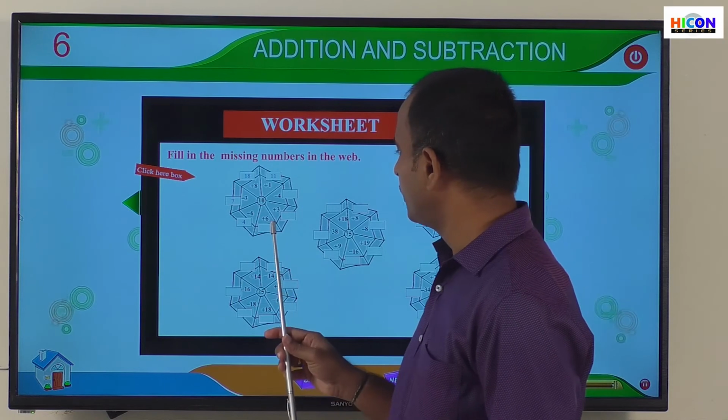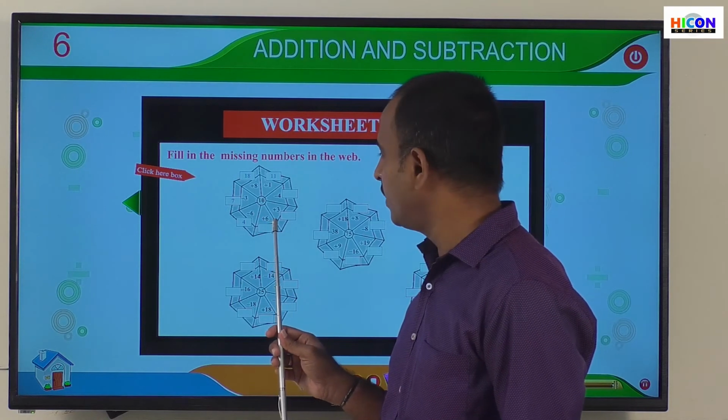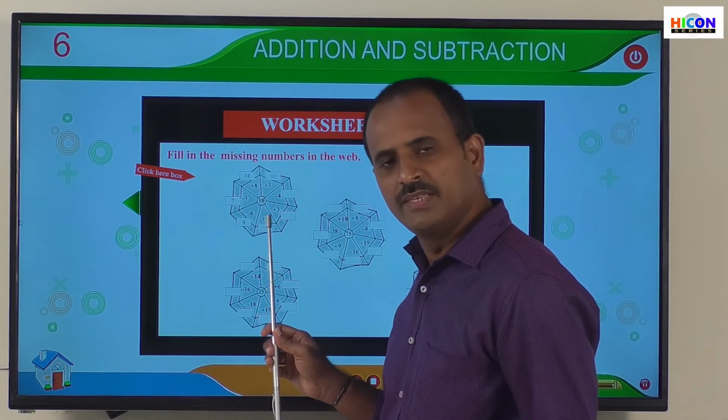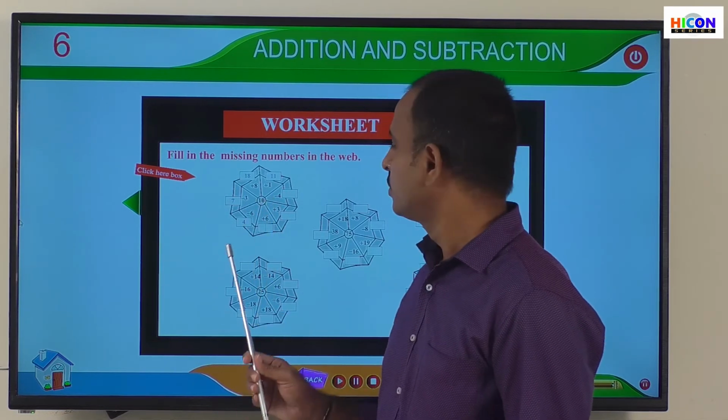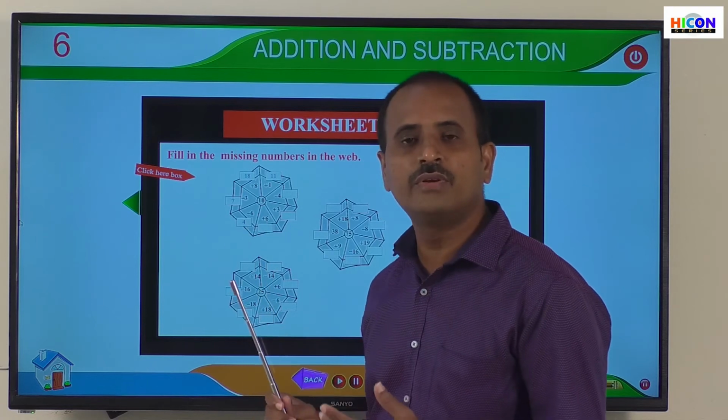And next, go to the next number. So next number is 6. And what is the symbol here? Plus. Plus means addition. You have to add 6 to 10. How can you add? So open 6 fingers and start counting after 10.